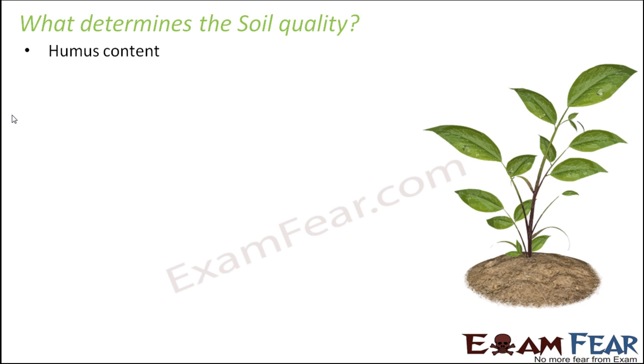The first parameter is humus content. What is humus? Humus is nothing but decayed living organisms which are very rich in nutrients needed for growth of plants. Whenever living organisms die or any insect or plant parts die, they are buried into the soil. Inside the soil their decomposition takes place, and these decayed living organisms form humus, which increases the fertility of the soil.